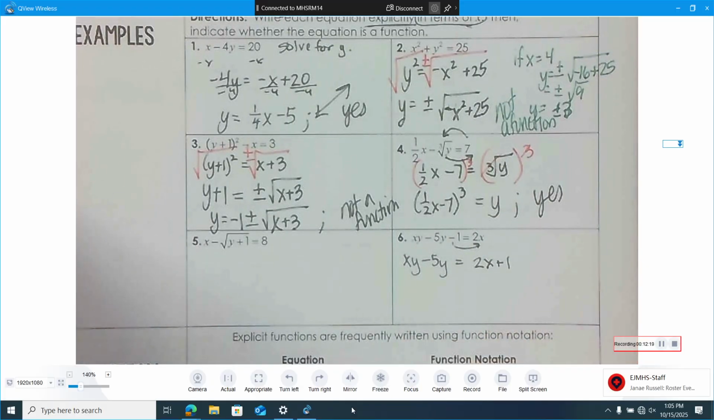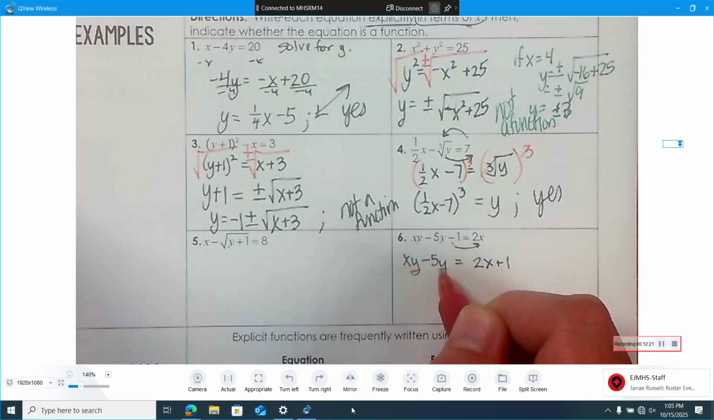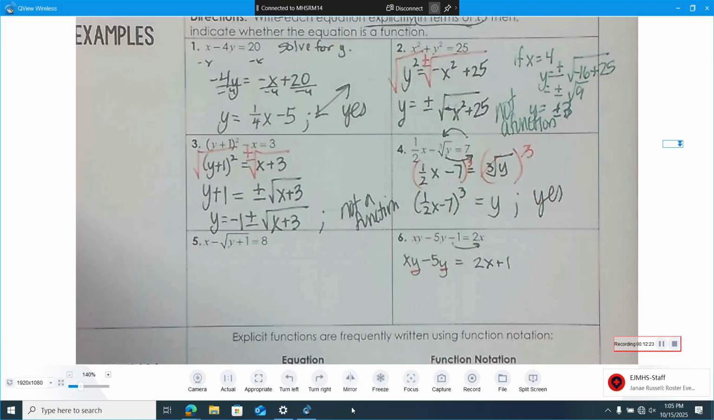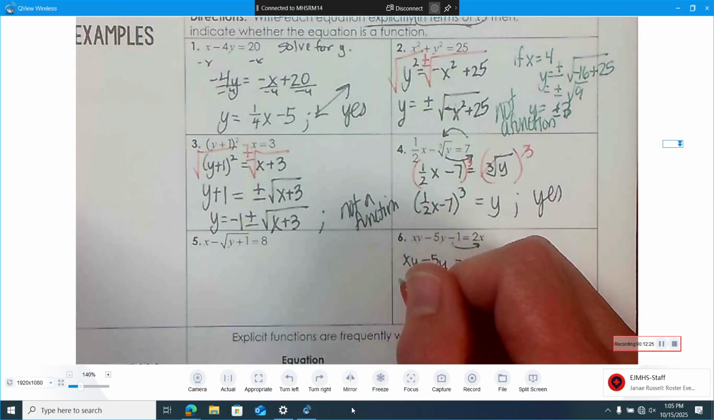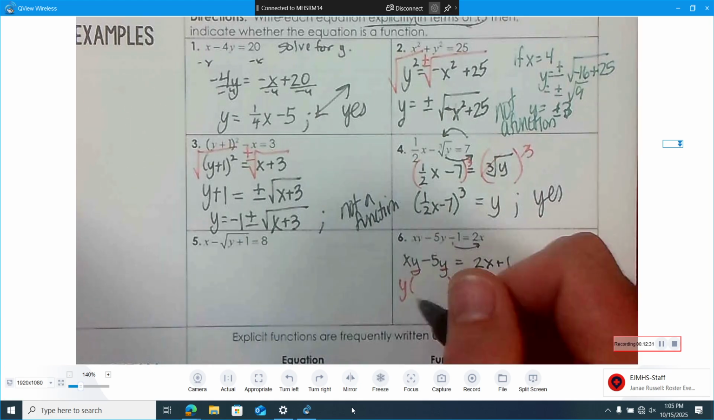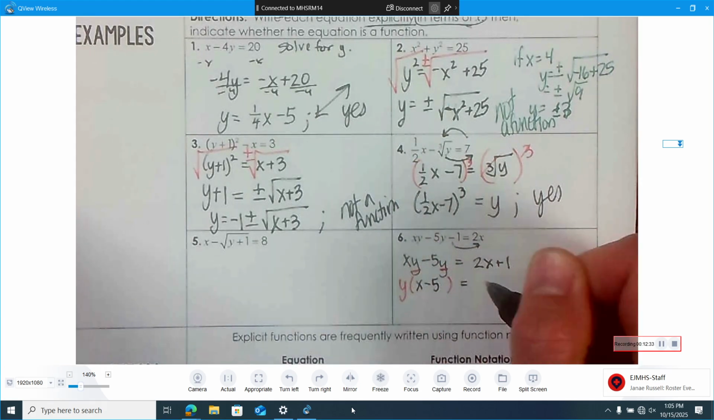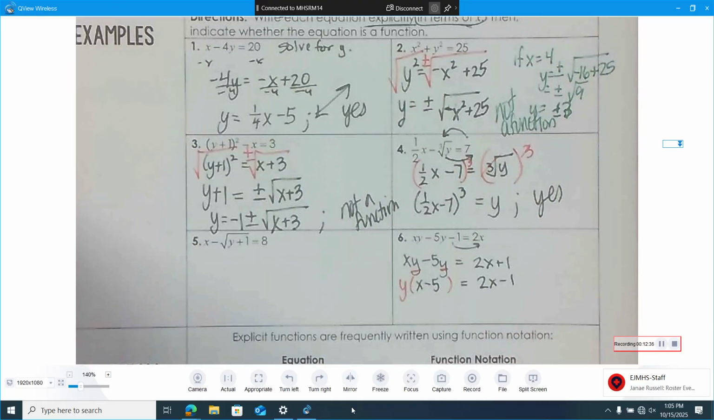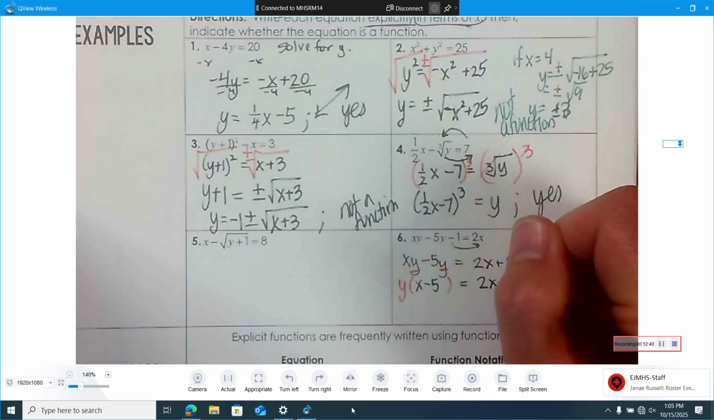Now, I see something in common here. GCF, there's a y there that we can undistribute. If I undistribute the y, what's left behind? X minus 5, good, is equal to 2x minus 1. And then how do you get y by itself?